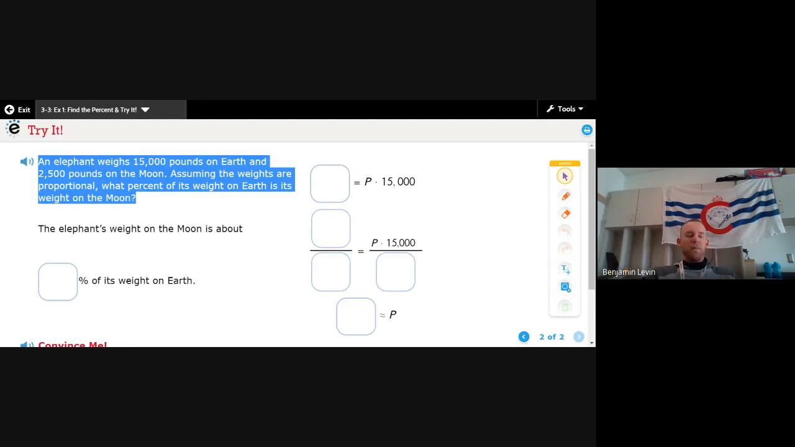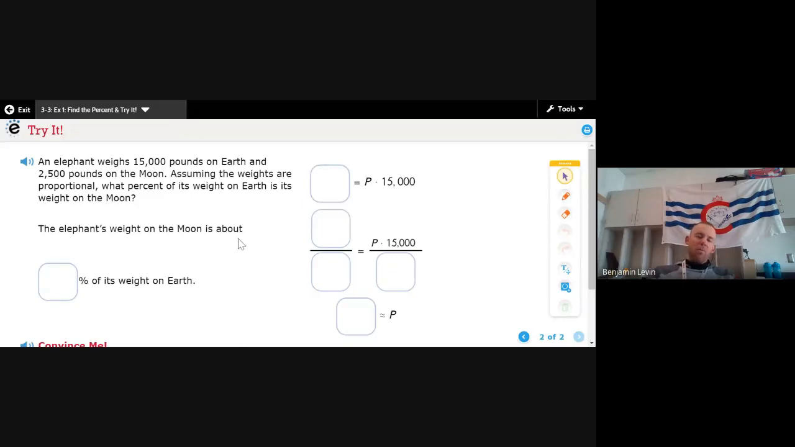Obviously, he's in a big spacesuit, so he couldn't really get a good swing, but he still hit a golf ball much, much further than the best golfers can do on Earth, right? Because there's not as much gravity. Now let's figure out how much. Let's figure out the percent of gravity on the moon as opposed to Earth.